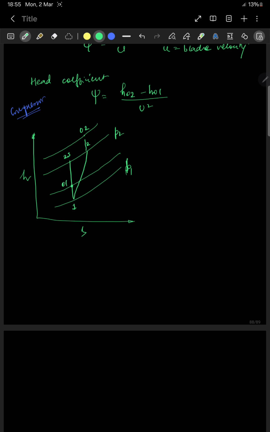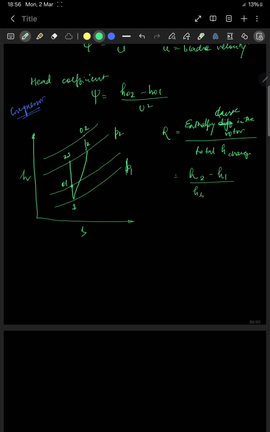So for compressors, the head coefficient is this, and we have the degree of reaction, which is the enthalpy difference in the rotor, the enthalpy change divided by the total enthalpy change. This is h2 minus h1 divided by h3 minus h1.